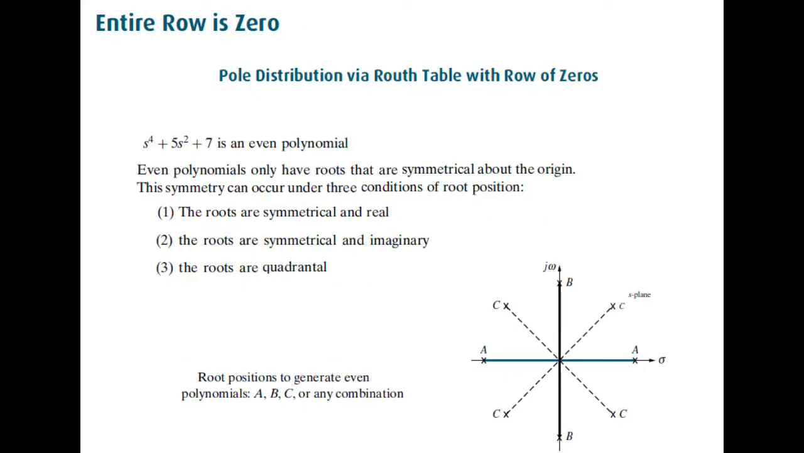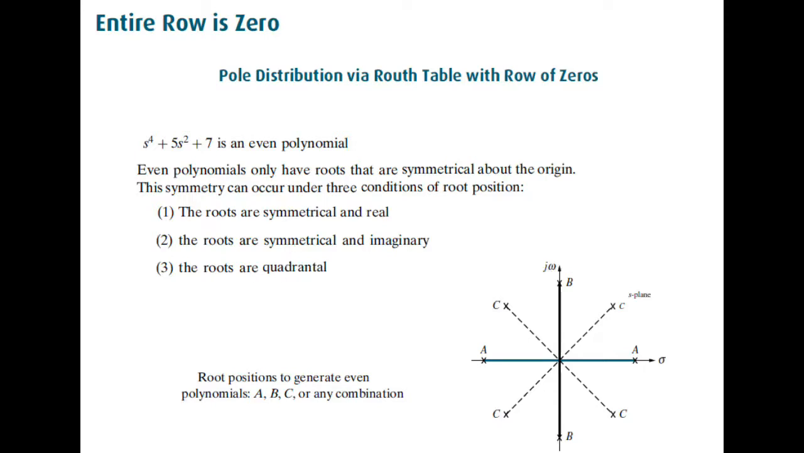Now let us look further into the case that yields the entire row of zeros. The entire row of zeros will appear in the Routh table when a purely even or purely odd polynomial is a factor of the original polynomial. That is, a purely even or purely odd polynomial is a factor of the original polynomial.